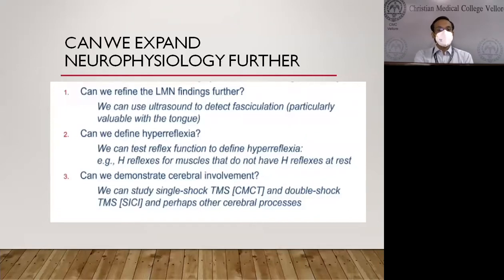And there is one group which discusses the utility of using H reflexes in muscles other than the soleus. If you are able to demonstrate H reflexes which are not normally present in the normal population, but are present in these patients, you can say that it's hyperreflexic for that arc. UMN dysfunction can also be demonstrated by TMS studies. Again, I will not be discussing that.